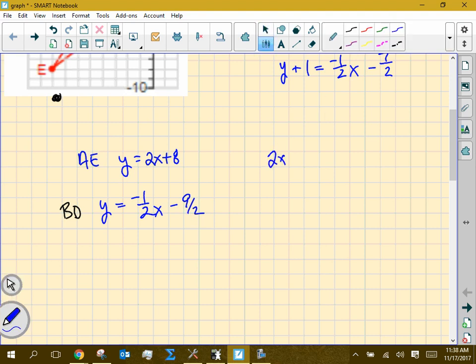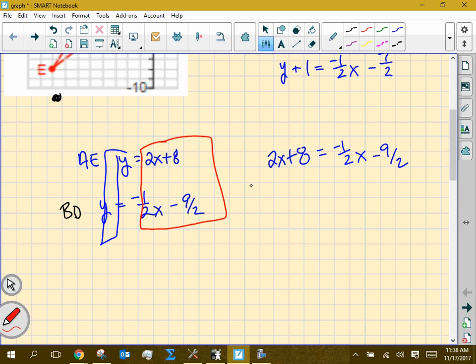Substitution says that 2x plus 8 is going to equal -1/2 x minus 9/2, right? If these two y's are the same, then these two things are the same. Now, this is why I left these as fractions, because it's really easy at this stage to get rid of them. Multiply everything by what? 2. So we get 4x plus 16 equals -x minus 9.